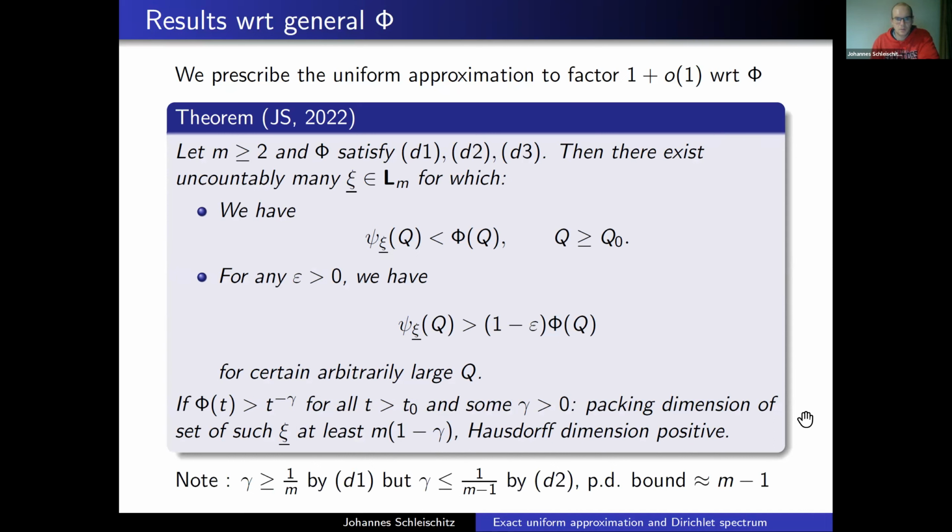And in fact, this gamma lies in a very small range between 1 over m and 1 over m minus 1. So the bound is optimally m minus 1 and can be a little bit smaller than that, but it's not too far away from m minus 1. So for all these functions, I get almost the same result as for the special functions.